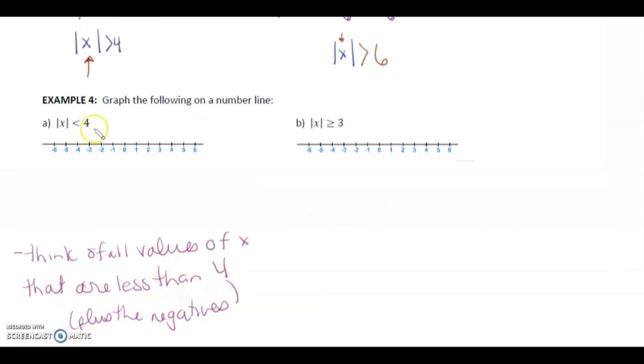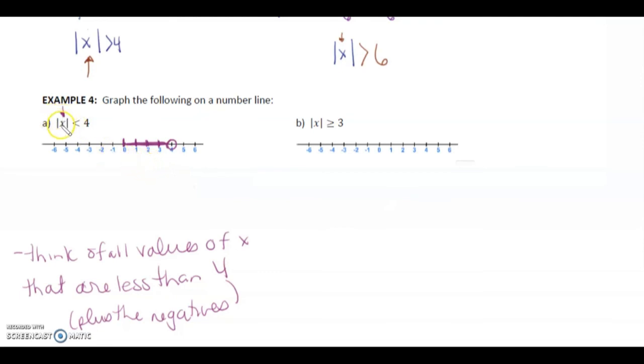Okay, so what numbers can we sub in such that the absolute value of those is going to be less than 4? We can sub in 0, 0 is less than 4. 1 is less than 4, 2 is less than 4, 3 is less than 4. Let's open circle on the 4. So anything in this range here is going to be less than 4.